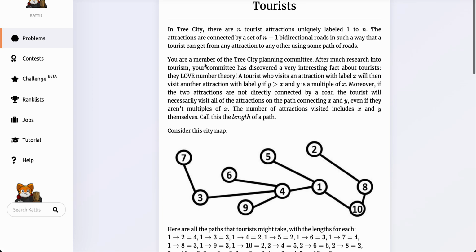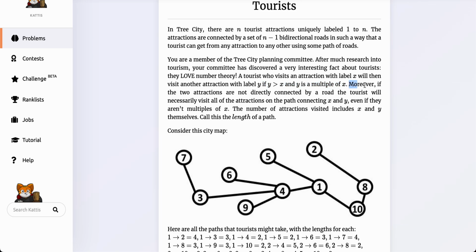So you are a member of the tree running committee. After much research into the tourism committee, an interesting fact about the tourists: they love number theory. A tourist who visits an attraction with level X will then visit another attraction with level Y if Y is greater than X and Y is a multiple of X.